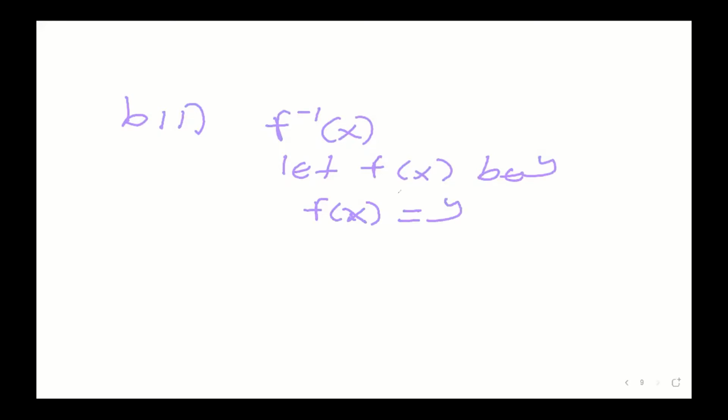Let f of x be y. Therefore, this is the same as an equal sign. Now you have the function of x. The function of x was given to us as f of x equals 5 minus 2x, equals y. Here you have to make x the subject. So you have to bring this y this side and the x will go this side.